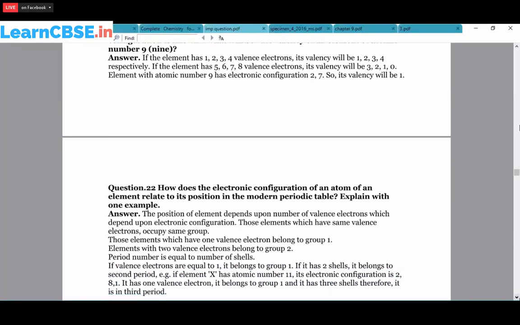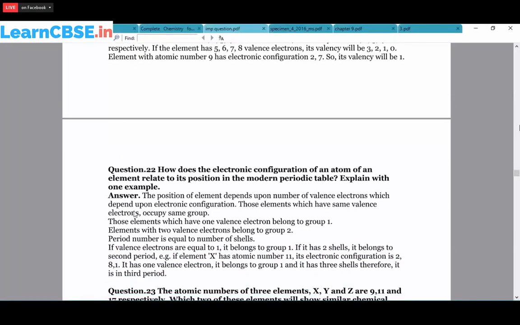How does the electronic configuration of an atom of an element relate to its position in the modern periodic table? Explain with an example. Okay, so if you know the electronic configuration, how will you find out the position? There are so many groups and periods. So how will you locate the element in the proper place?